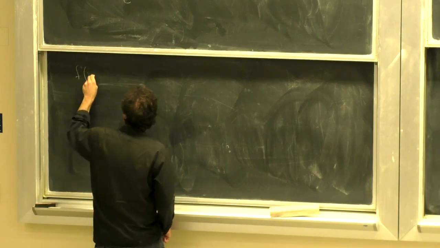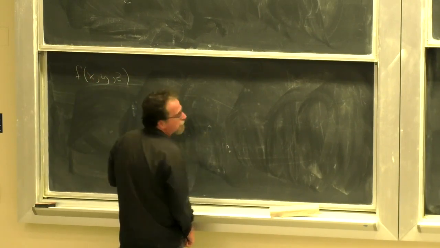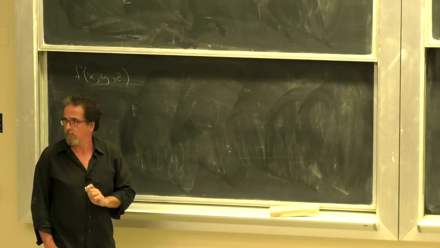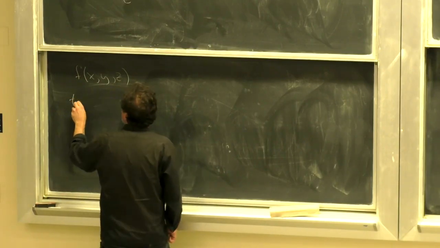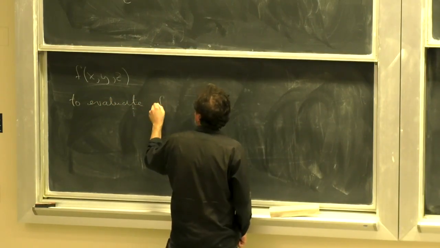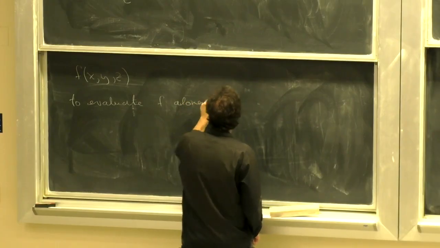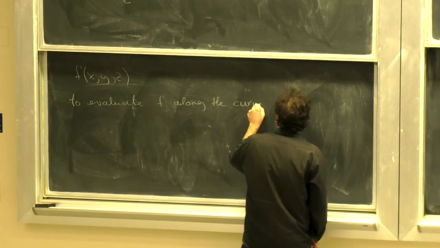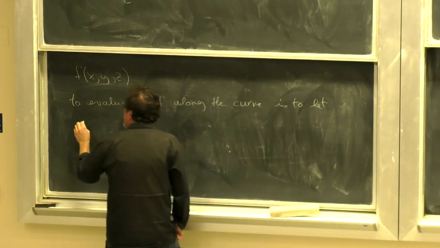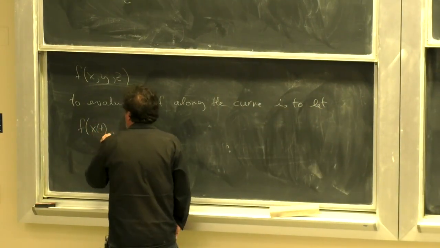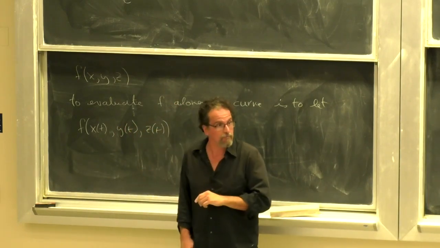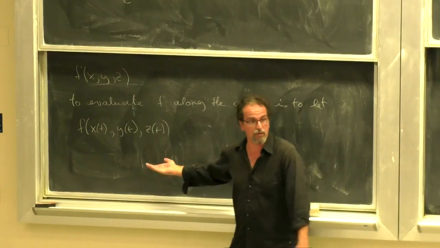F is a function of x, y, z. Right? It's a function of where you are in space. It's a very simple one right now. But if you evaluate f along the curve, that is letting x be a function of t, y be a function of t, and z be a function of t, that gives us the curve. Right? Those are the functions that give us the curve.